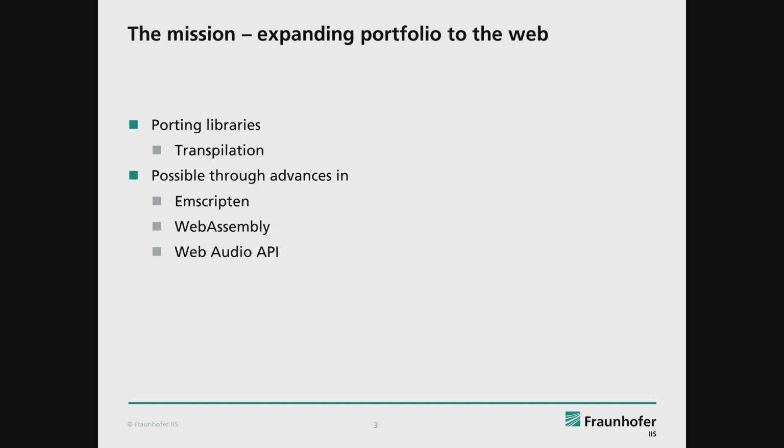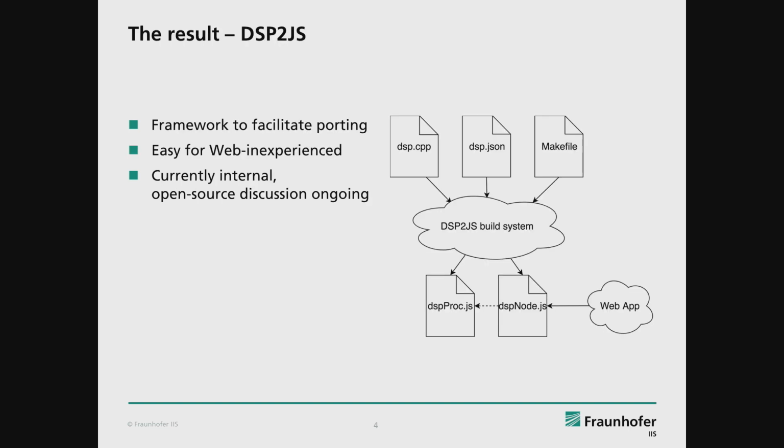So we stuck with porting the existing libraries by transpilation, which is especially possible through the advances in Emscripten, WebAssembly, and WebAudio API that we've seen over the last couple of years. The result of that is DSP2JS, our framework to facilitate this task, which consists of a build system. It takes three components that the user provides: the binding code written in C++, a description file in JSON format, and a makefile with build parameters.